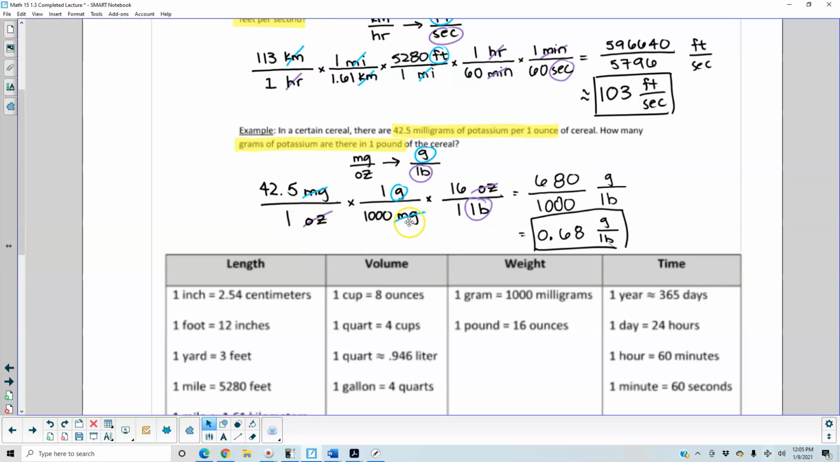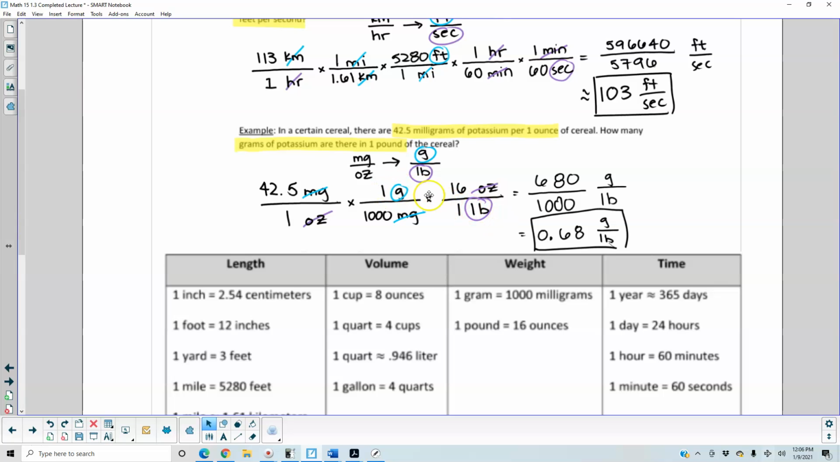We want to get rid of the milligrams units. So we know that 1 gram is equal to 1,000 milligrams. So we have 1 gram over 1,000 milligrams, which eliminates the milligrams. Now we have grams in the numerator, which is what we want. We want to keep that. But now what we want to do is get rid of the ounces. So in order to get rid of the ounces, we know that 16 ounces is equal to 1 pound. So we have 16 ounces over 1 pound. So we're now able to eliminate the ounces units, and we have our pounds in the denominator.